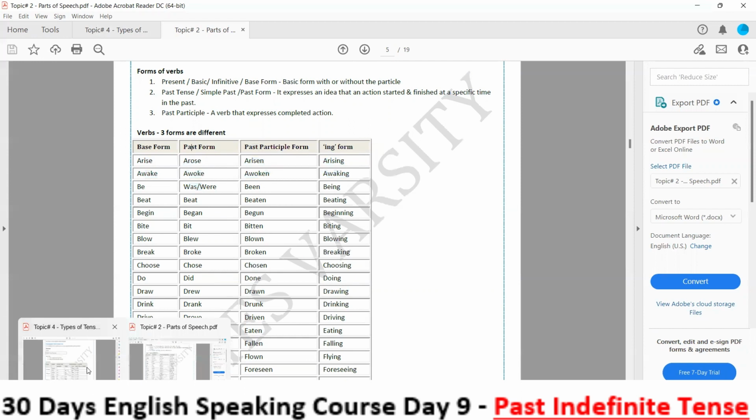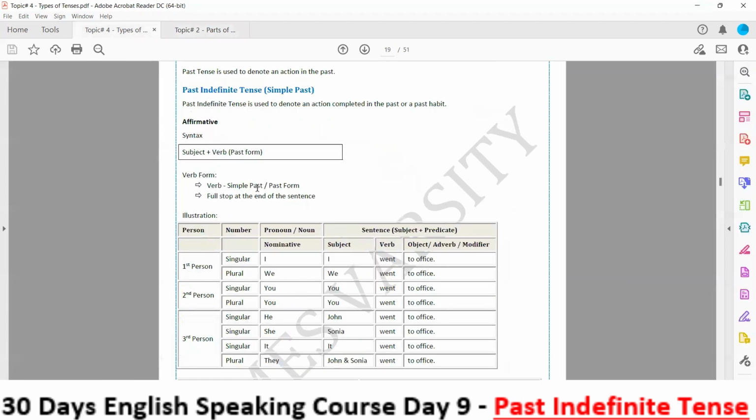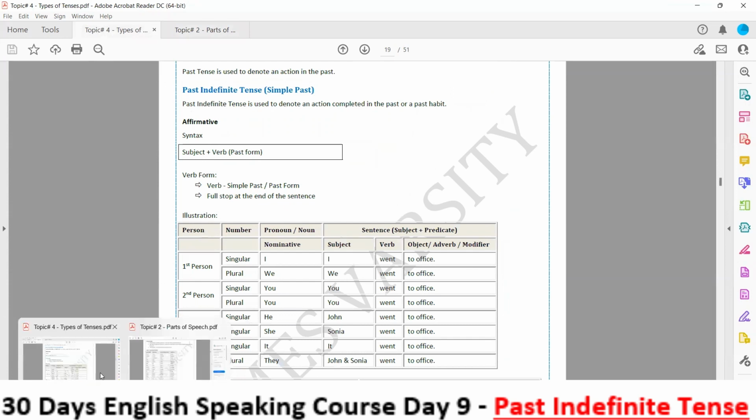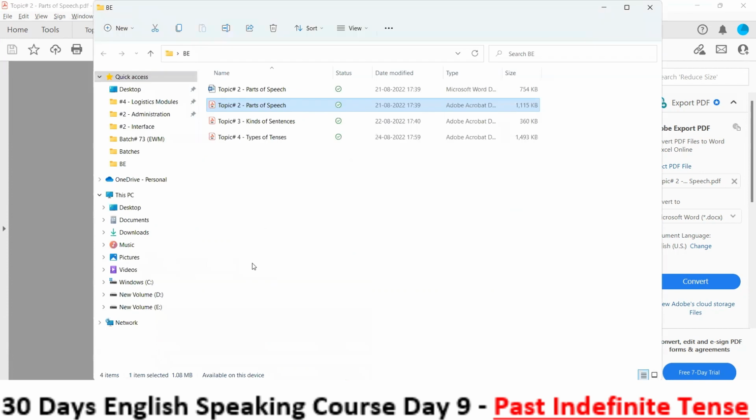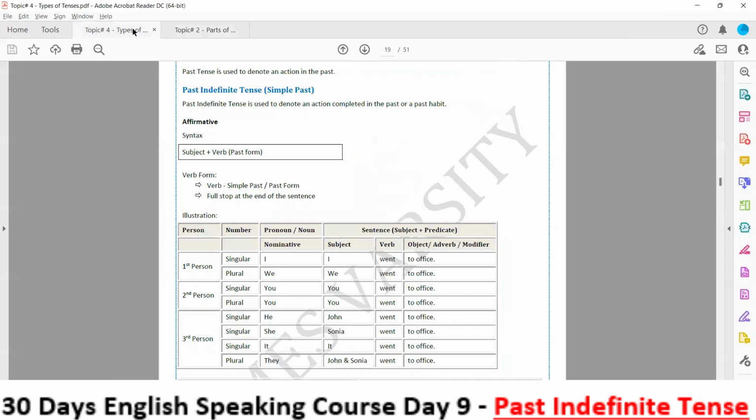This is what is being explained: the verb, simple past or past form. So this second form is called simple past or past form. Okay. So past tense, simple past or past form. Now let's start. As we know, for all affirmative sentences, we need to end the sentence with a full stop.